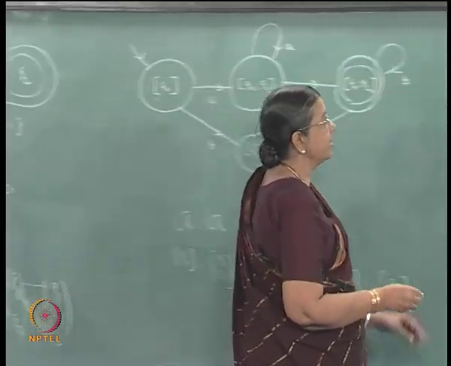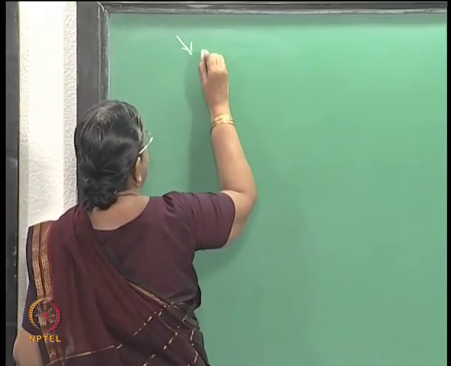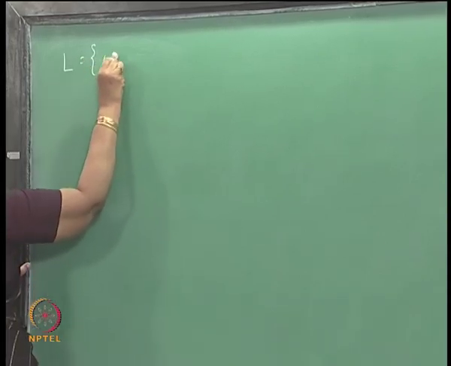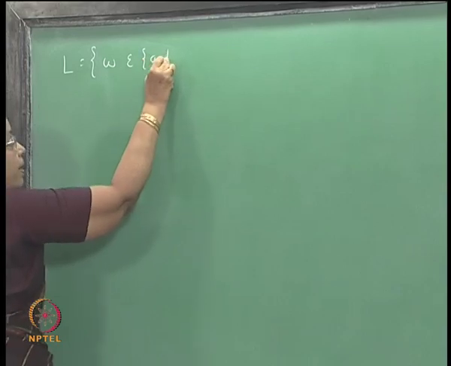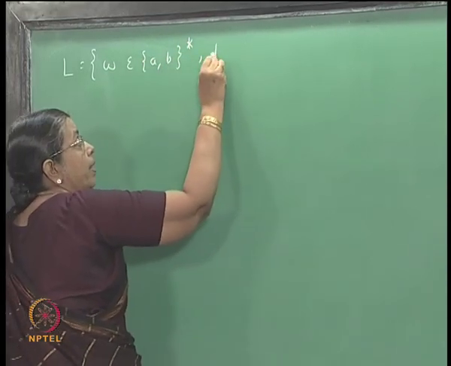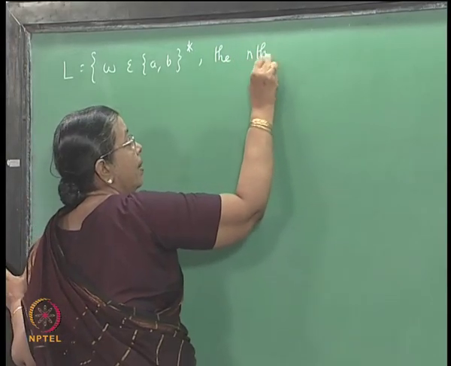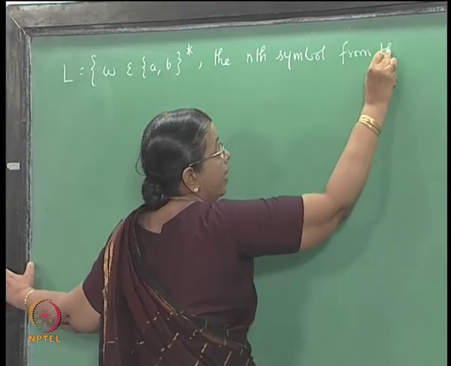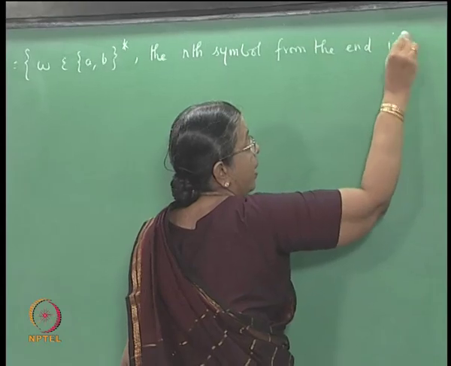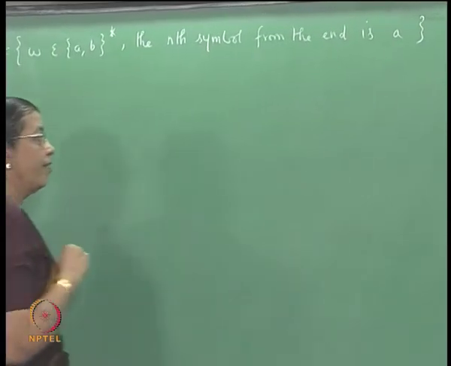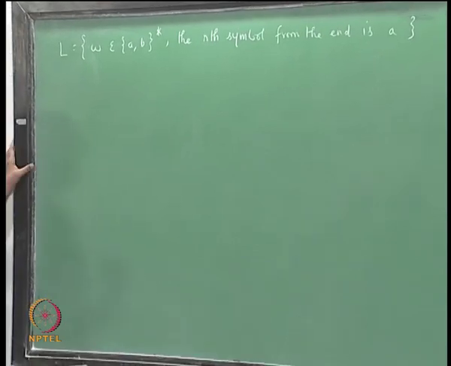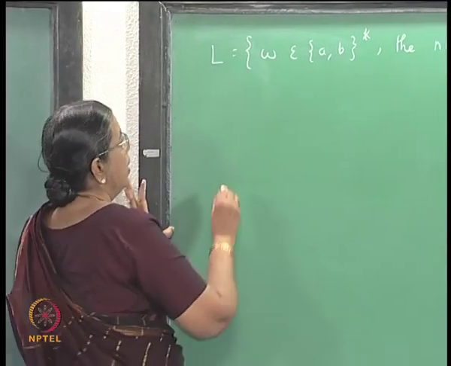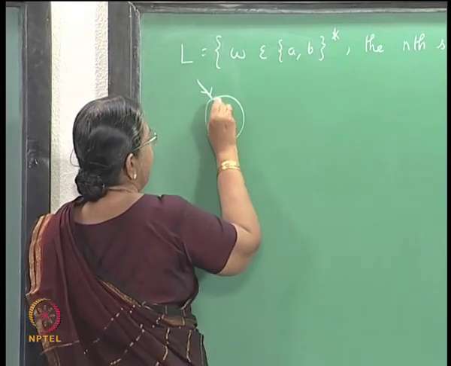Now, we have seen that the worst case scenario occurs when you consider a language something like this. The language L, W belongs to {A, B} star, the nth symbol from the end is A. You have strings of A's and B's, but the nth symbol from the end is an A and it cannot be a B. So, the non-deterministic diagram you can very easily draw for this.